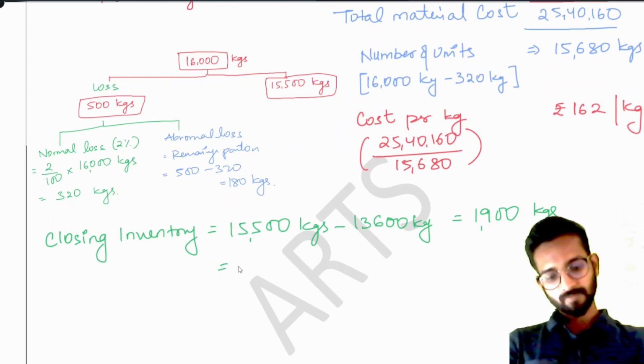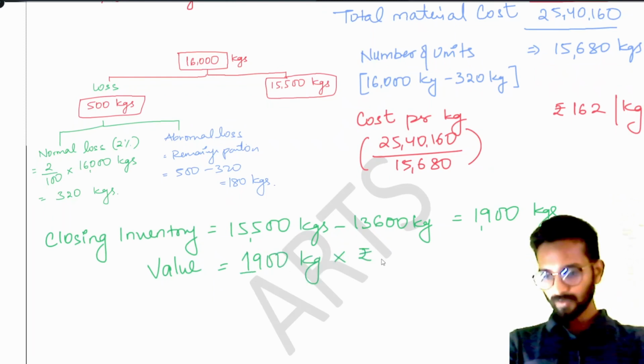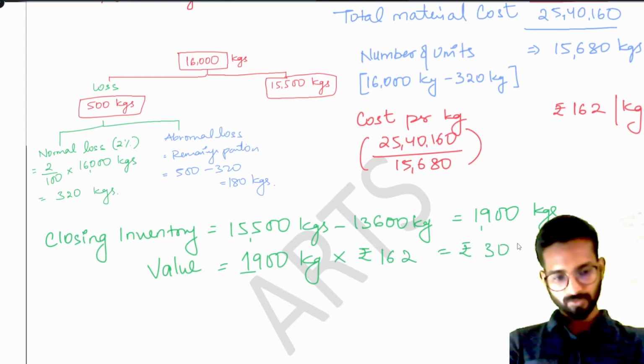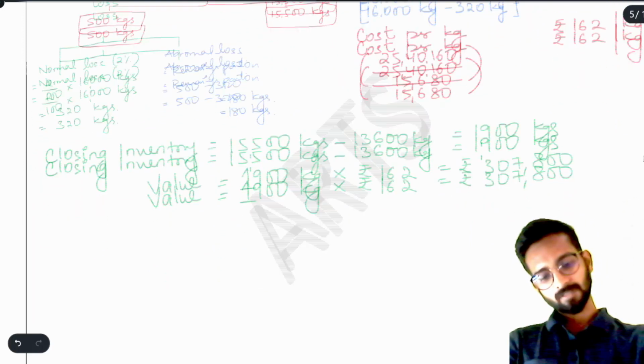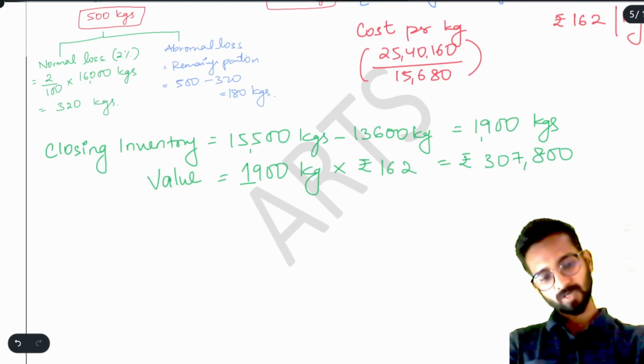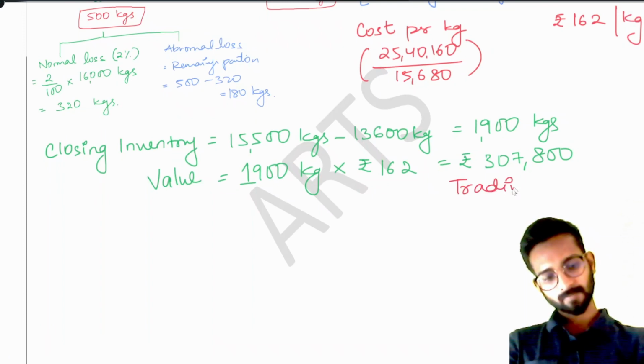So for closing inventory, value will be 1,900 kgs multiplied by rupees 162, that is rupees 307,800. Simple. This is your value of closing inventory. Now, how much will be the abnormal loss value? See, where will this closing inventory go? In your trading account.